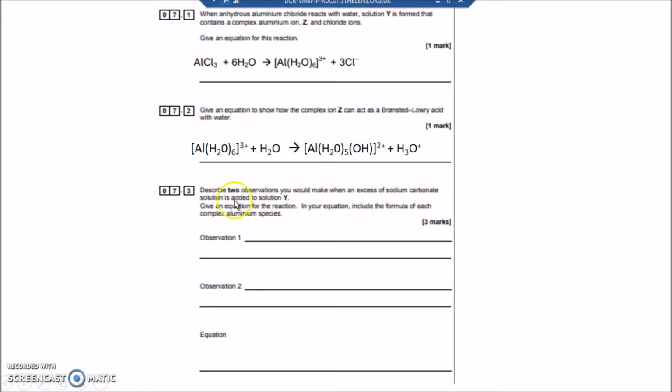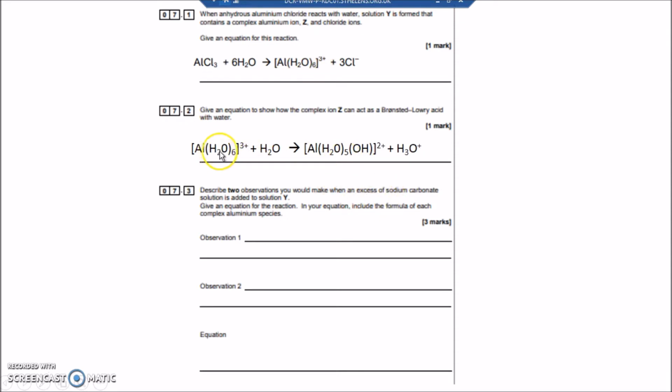Excess sodium carbonate solution added to Y. So what happens is the Al(H2O)6 3+ reacts with the sodium carbonate. We know this is acidic, it's a Bronsted-Lowry acid, it releases H+. And what does sodium carbonate do with acids? Well, it releases carbon dioxide, and it's going to make a white solid.